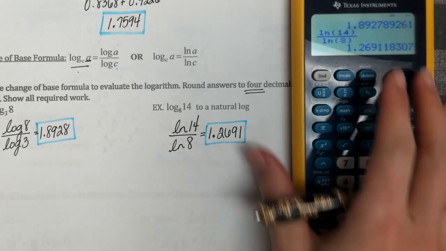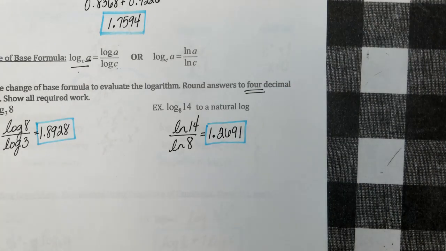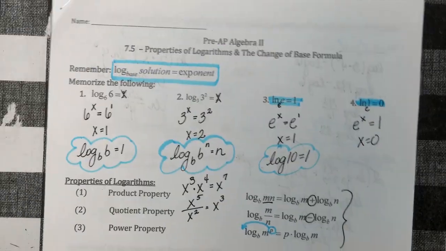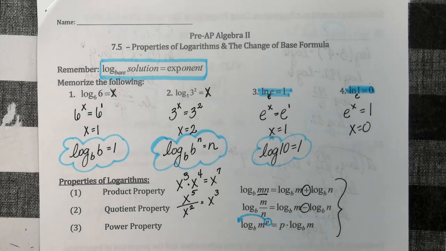Okay. Y'all will have 7.6 next class, and then a quiz over 7.5 and 7.6 combined. Okay, so not just this, but combined with 7.6.